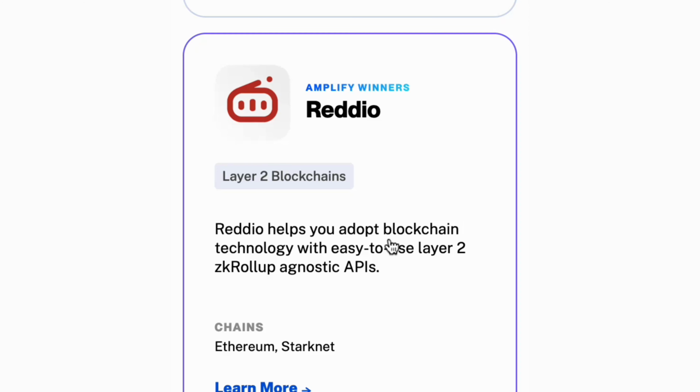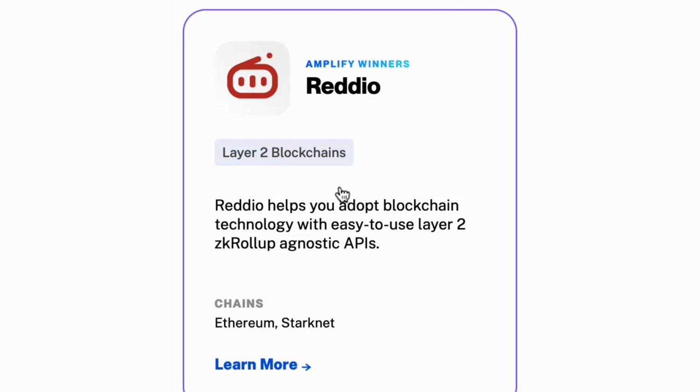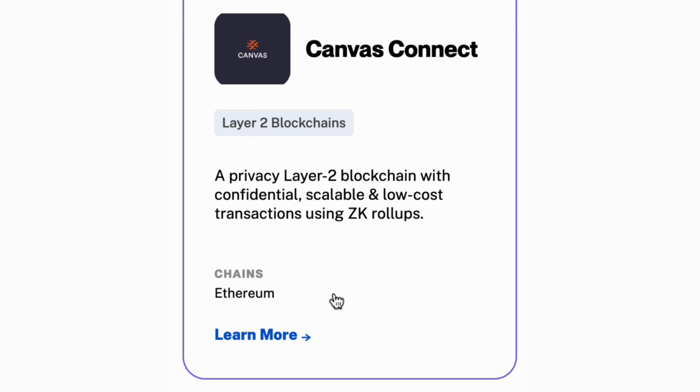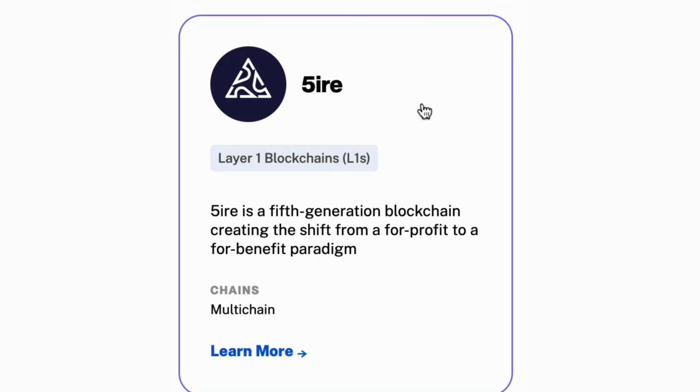Then we have this Rido. Again, it's a layer 2 blockchain solution, and it is compatible with Ethereum and Starknet. Then we have this Canvas Connect. It's a layer 2 blockchain, and it's compatible with the Ethereum chain. So the next one, we have this Fiery. I hope I'm pronouncing this correctly.